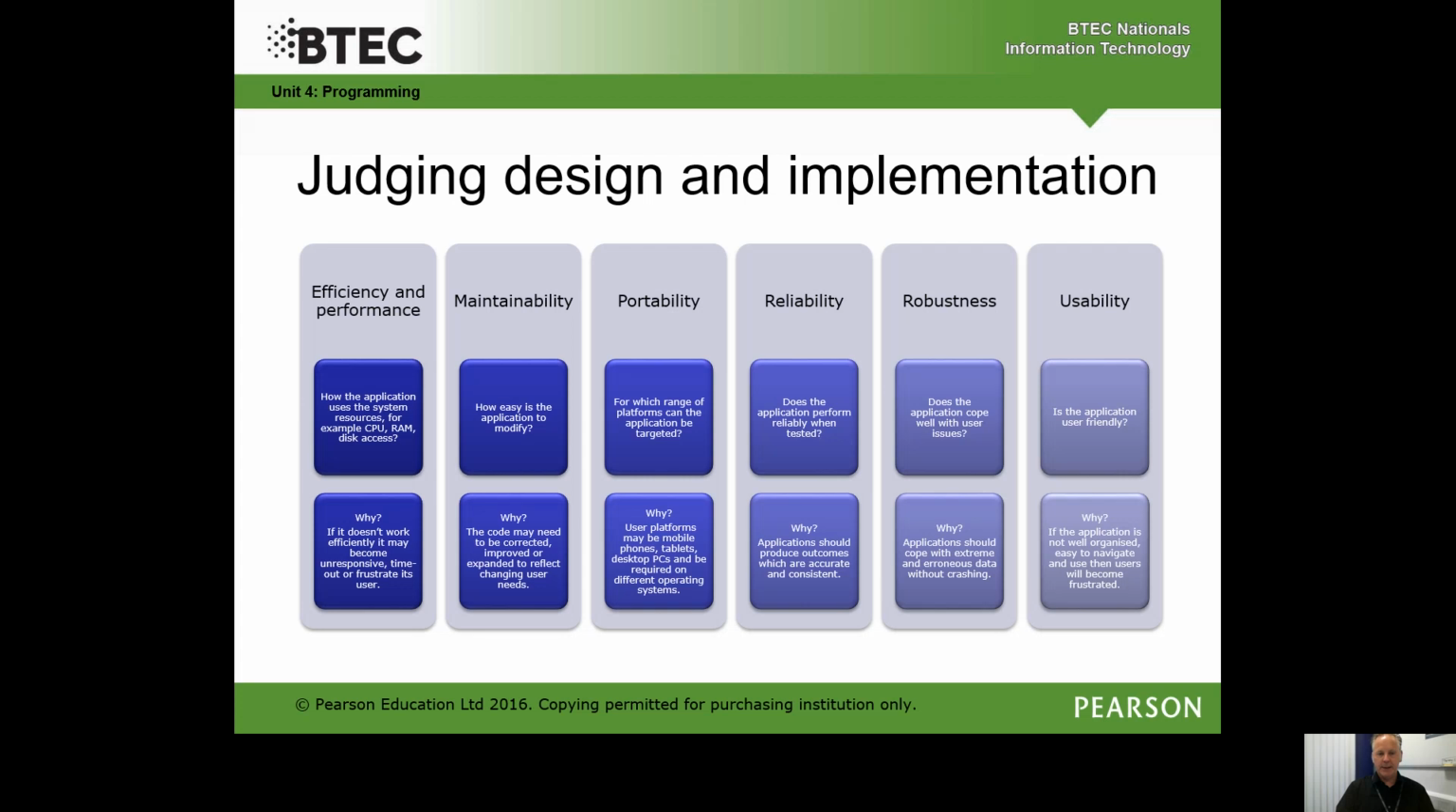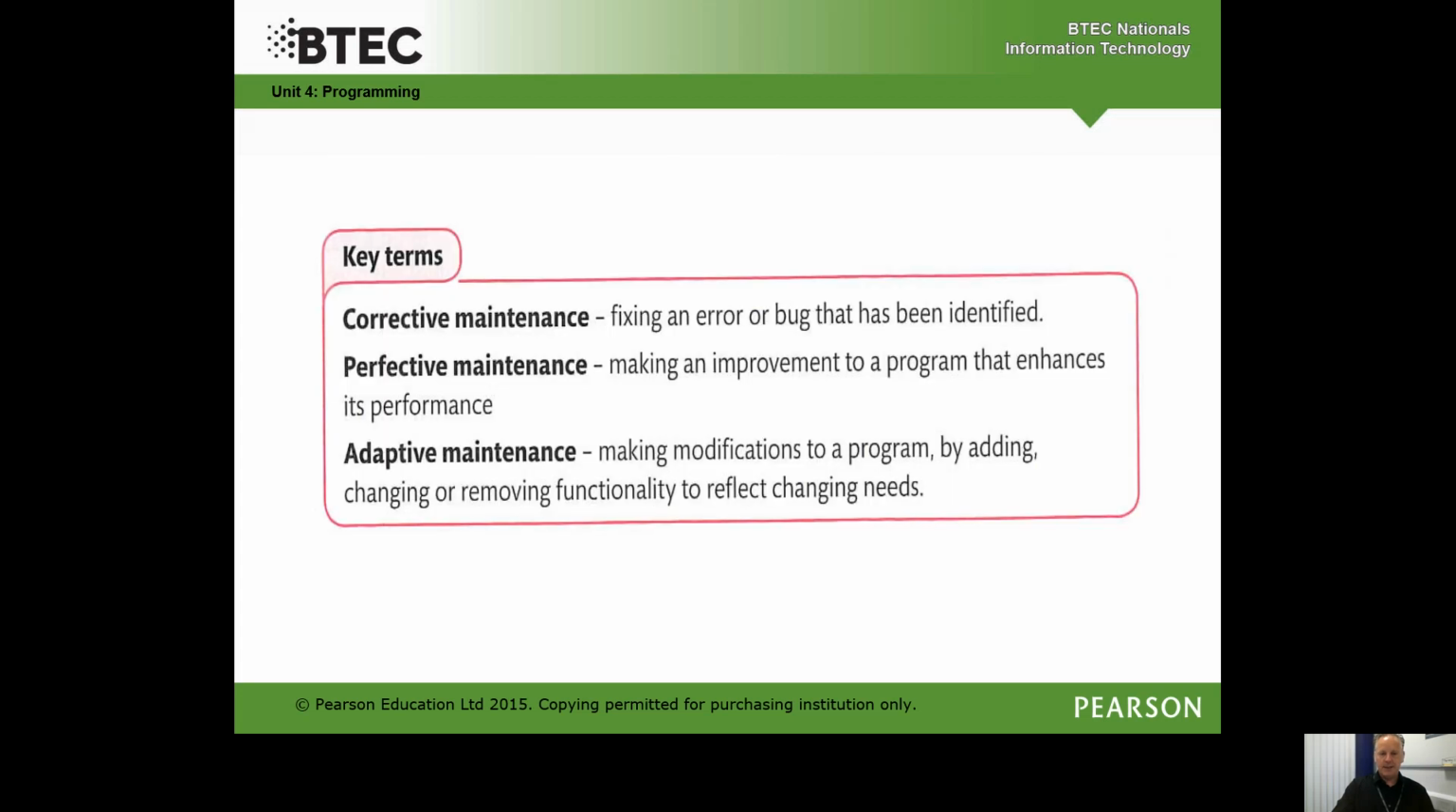Next comes maintainability. Maintainability is the ease with which a program can be modified by present or future developers in order to carry out corrective, perfective, and adaptive maintenance. Corrective maintenance is fixing an error or a bug that has been identified. Perfective maintenance is making an improvement to a program that enhances its performance. And adaptive maintenance is making modifications to a program by adding, changing, or removing functionality to reflect changing needs.